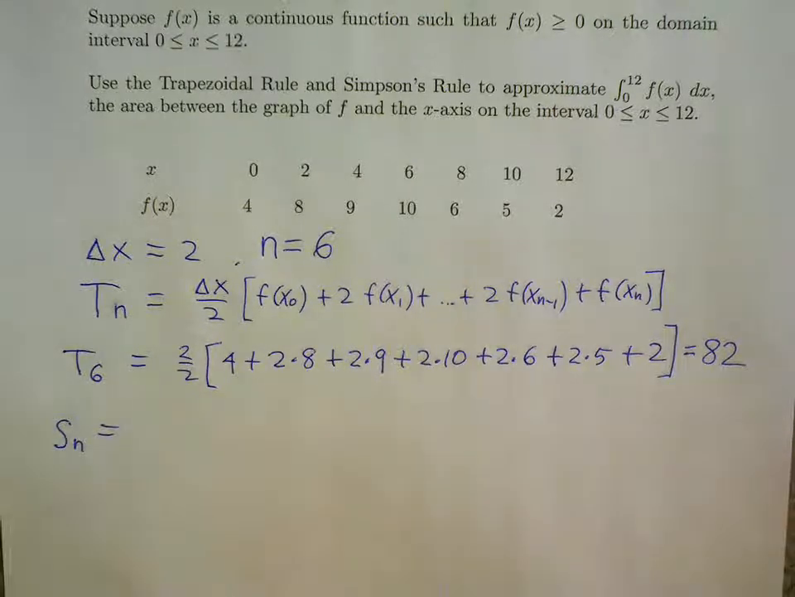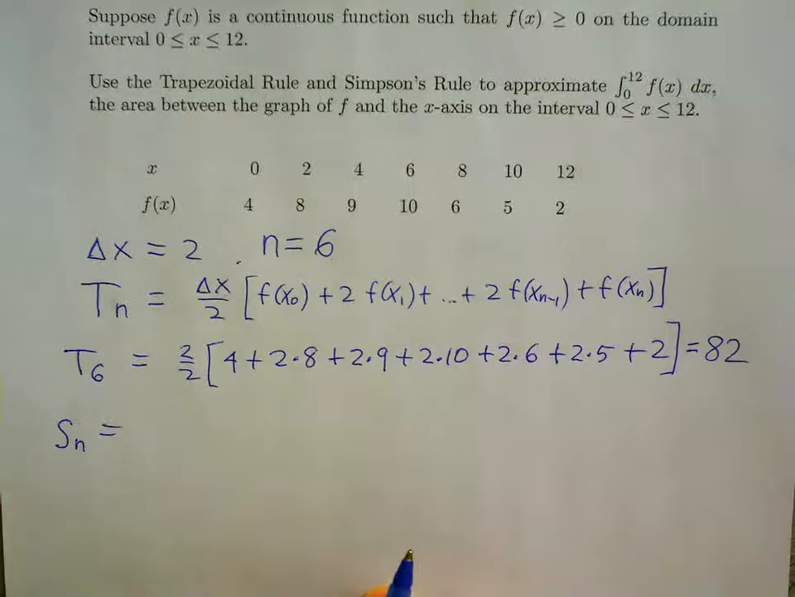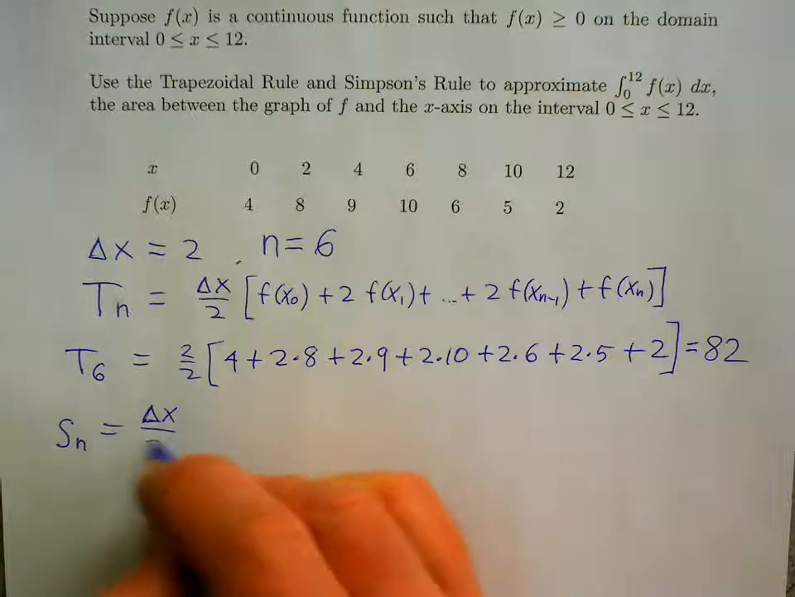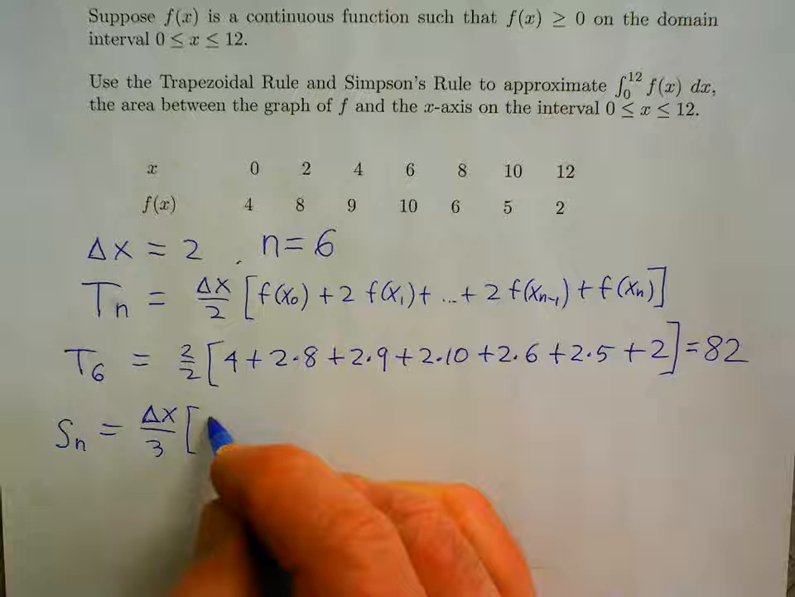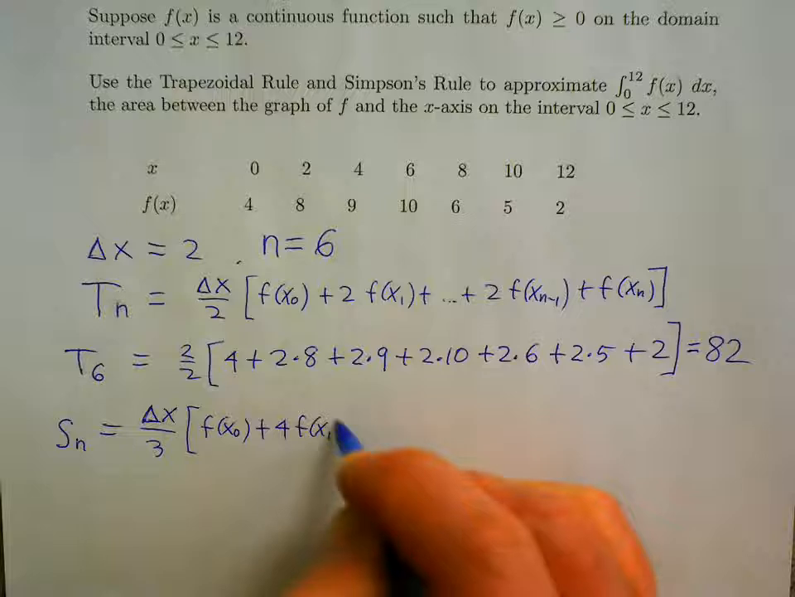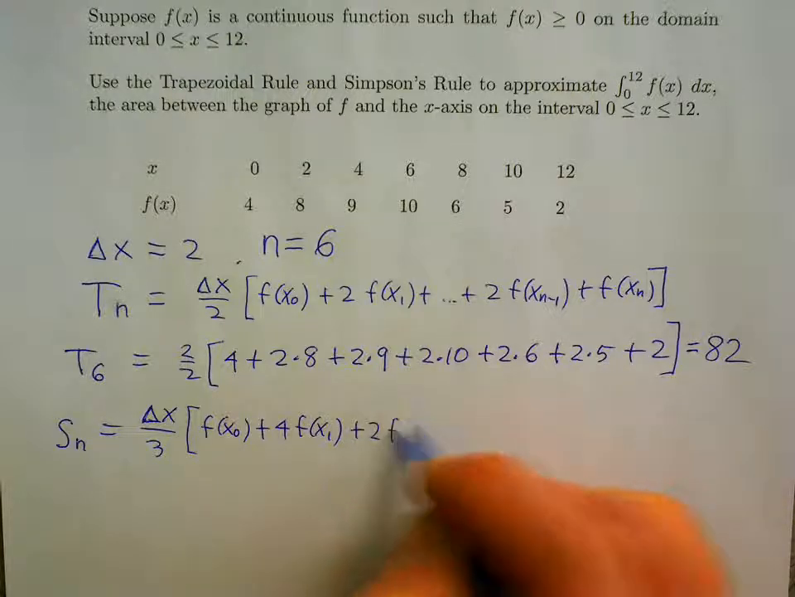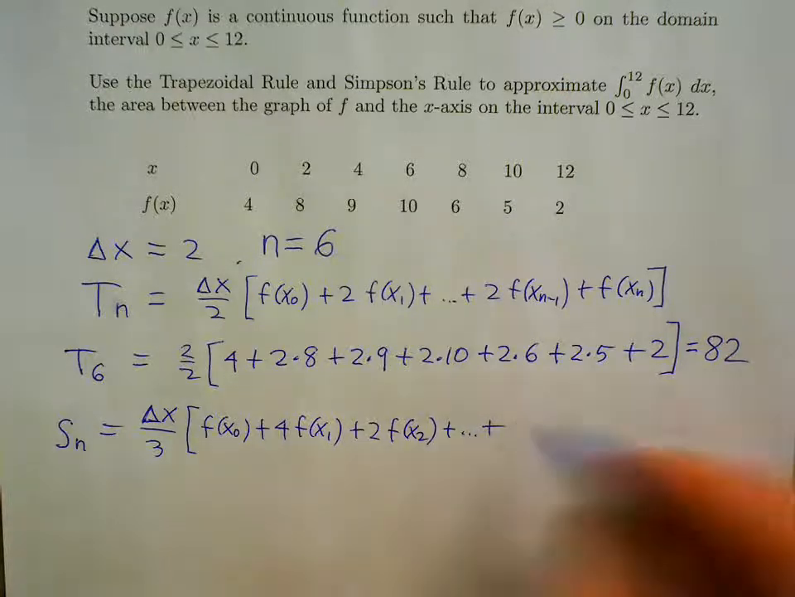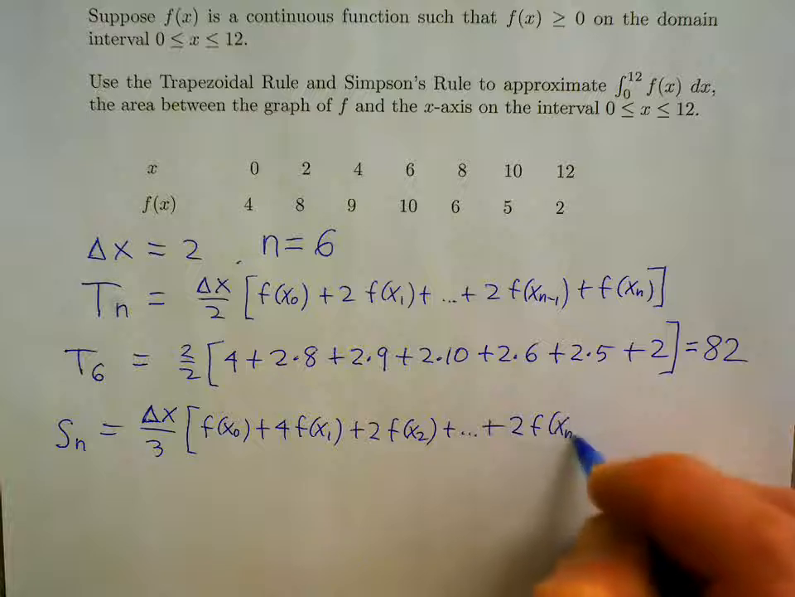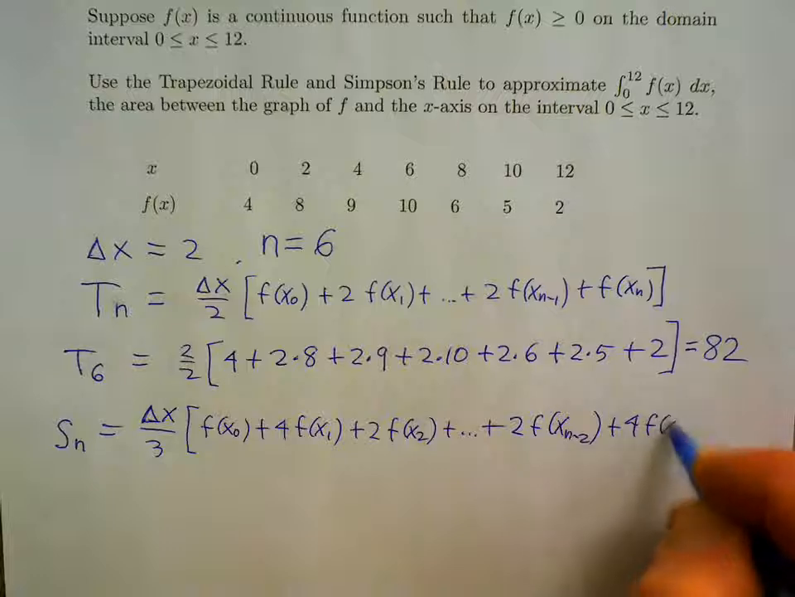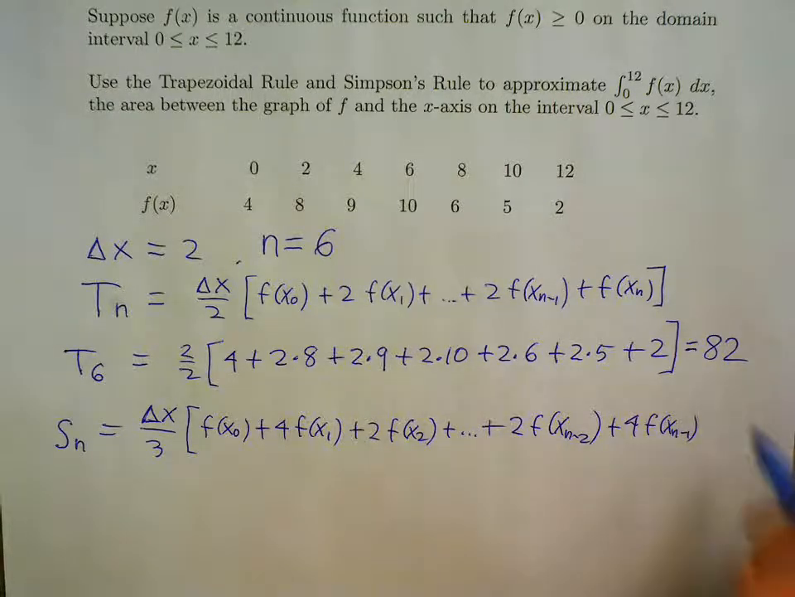So just for practice, let's write down the general formula for Simpson's rule. It's delta x over 3 times the quantity f of x sub 0 plus 4 times f of x sub 1 plus 2 times f of x sub 2, and so on at the other end, 2 times f of x sub n minus 2 plus 4 times f of x sub n minus 1, and then plus f of x sub n.